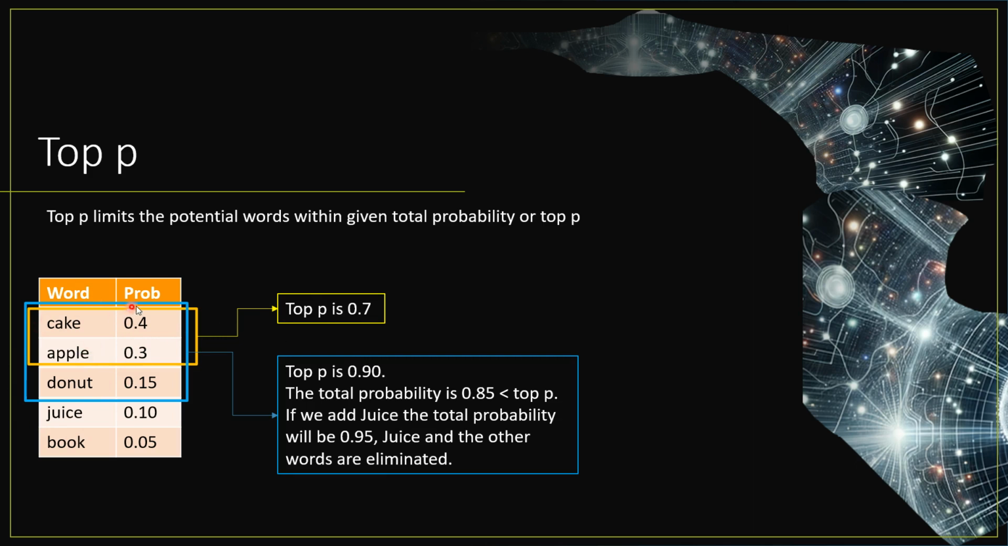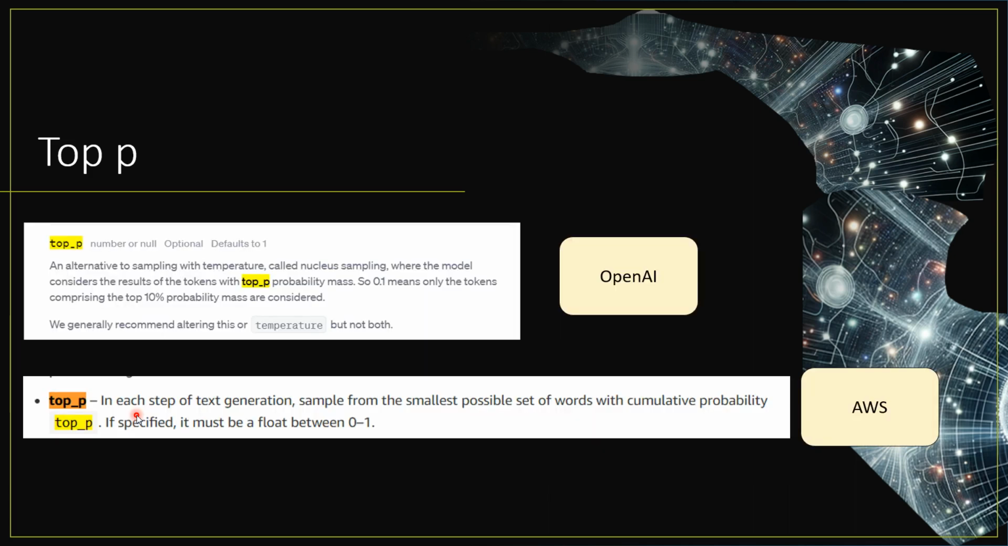On the other hand, top P allows us to filter words according to a cumulative probability. For example, if top P is 0.9, we can select the first 3 words. The total probability of them is 0.85. When we add juice, the sum of probabilities will become 0.95, and that's why juice is eliminated. In OpenAI's documentation, there is another limit for top P. They recommend to use top P or temperature, but not both of them.